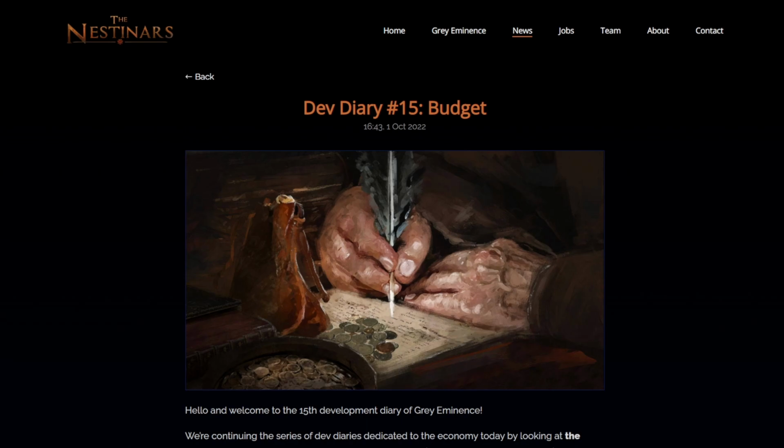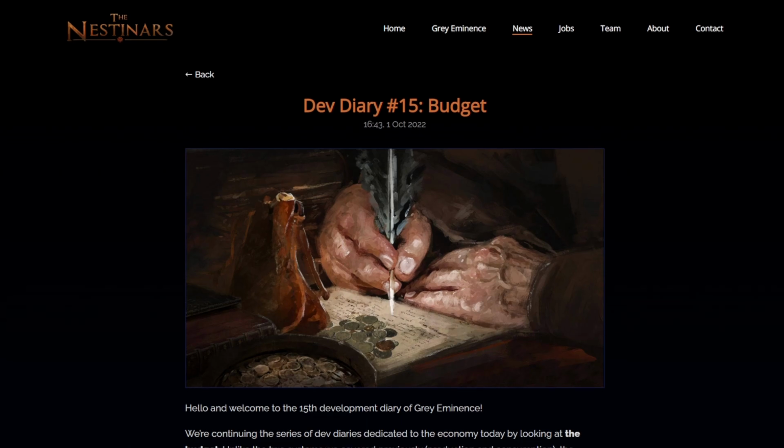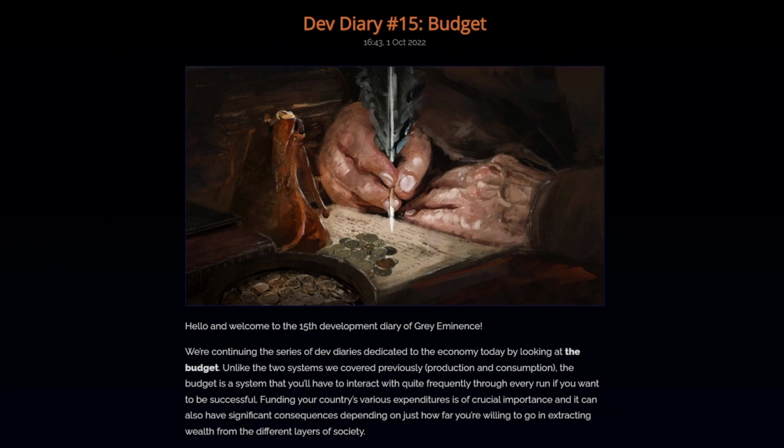15 budget for Grey Eminence, the next dev diary for the game. So this is obviously all about your country's budget, how it gets revenues, how it gets expenses, and how that's going to work in the game. This one, unlike the previous two dev diaries, which have also been money focused, is, as they mention here, the system that you'll have to interact with at least some way.